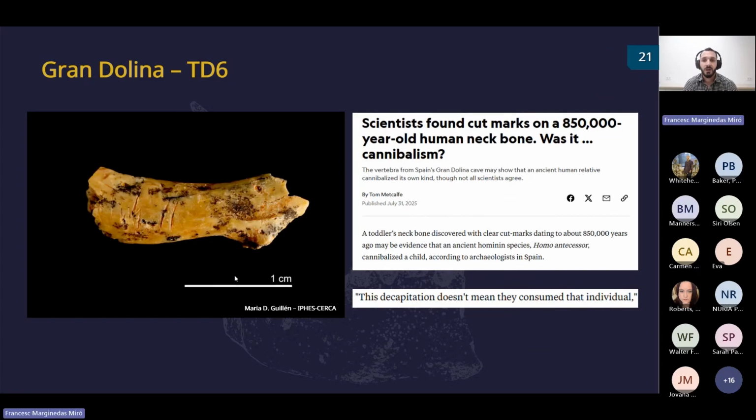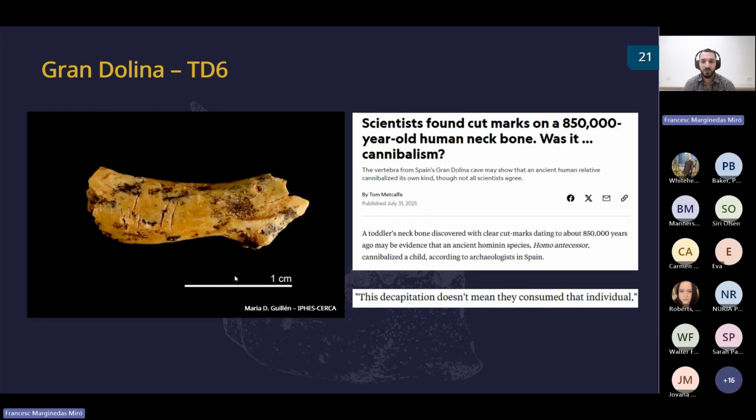So last summer, we had the finding of a cervical vertebra from a child with cut marks that was presented from the Atapuerca 2025 campaign and had quite a big media coverage, including the National Geographic. And there is this article that I would like to mention, in which you can read in the title that scientists found cut marks on a 150,000-year-old human neck. Was it cannibalism?